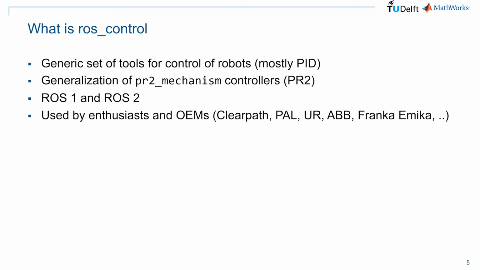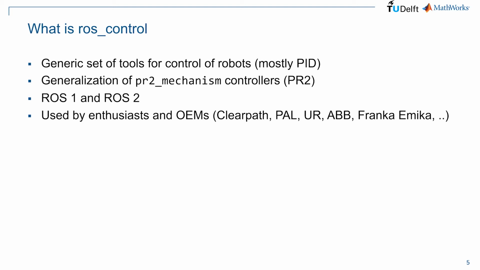So what is ROS control? For those of you not familiar with it, it's essentially a generic set of tools for the control of robots. And at this point, it's mostly PID, which are part of the standard controllers which come with ROS control. It's a generalization of what was called back then the PR2 mechanism controllers package, which was used to control the PR2, which was already hard real-time capable and had many of the parts that ROS control has these days. But now there's nothing PR2 specific anymore in it, so it's usable for all sorts of robots.